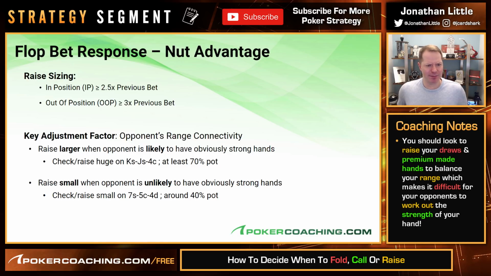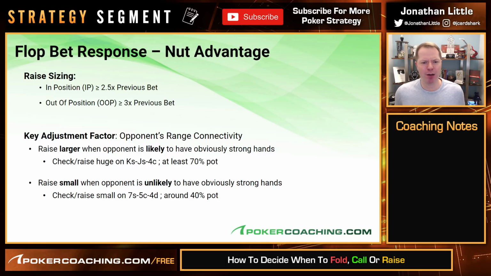Also, there's a big key adjustment factor in this spot, and that is your opponent's range connectivity. Essentially, you want to raise larger when your opponent is likely to have obviously strong hands in their range. For example, you're going to want to check raise huge on a board like King Jack 4, about 70% of the pot or perhaps more, because if someone raises and you call from, let's say, the big blind, and it comes King Jack 4 and you decide you want to check raise with a hand like bottom set or maybe a gut shot straight draw, you're going to want to go very big because your opponent is likely to have something that's pretty decent, right? Which means they're not going to fold. And whenever you do have a set, you want to make sure you're playing a big pot.